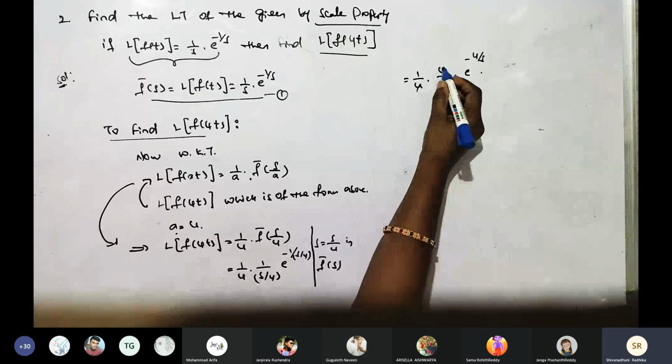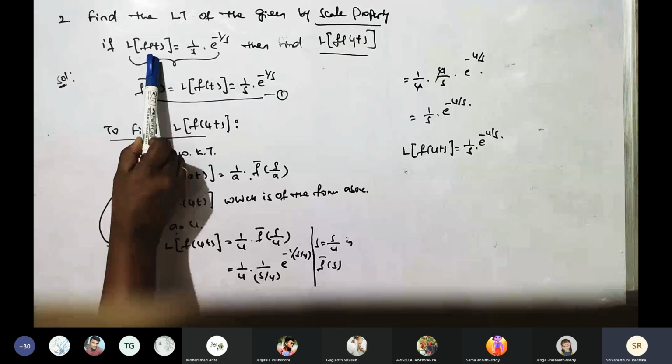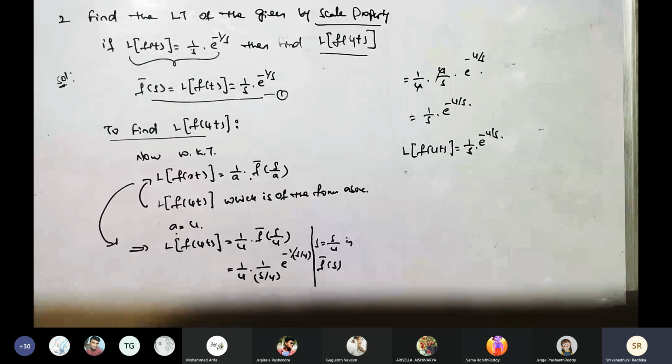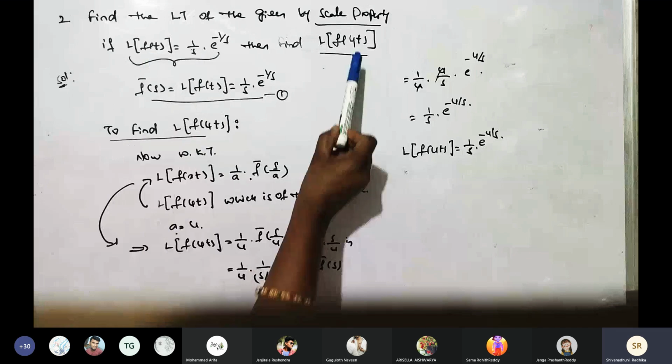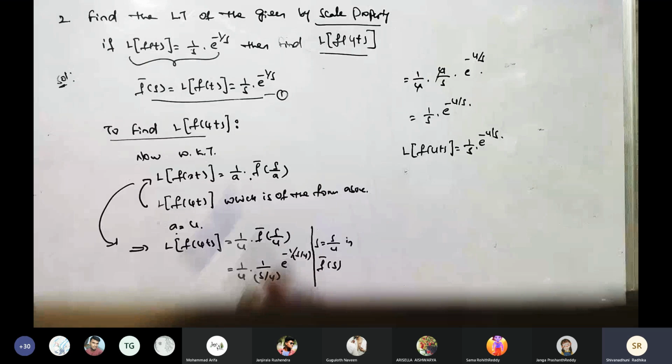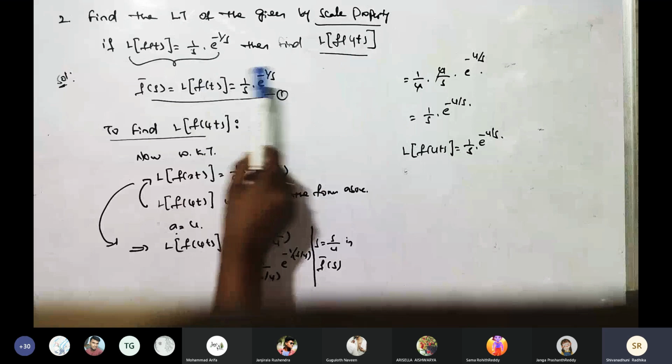In this, there are no previous problems and no first shifting or second shifting theorems. We are just using the scale property. Already we have L of f of t. We need to find L of f of 4t. Now, this is a constant here. Directly we can write: s becomes s by 4, substitute in f bar of s, and that 4 is multiplied with f bar of s by 4. Is it clear?